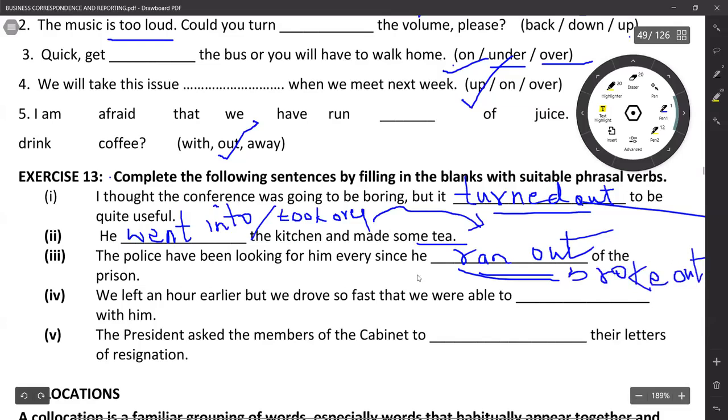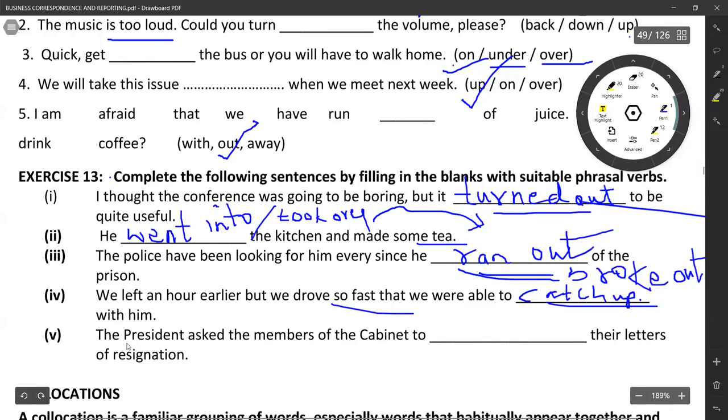Okay. Good. We left an hour early, but we drove so fast that we were able to catch up. Correct. We were able to catch up. In terms of speed, you were able to match up with them. You were able to catch up with them. Good, good, Prerna. Good, Adarsh. Good. Others also pitch in, guys.